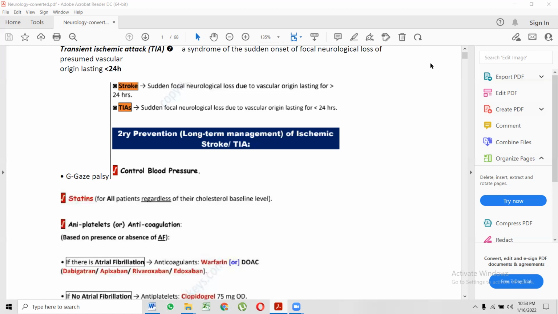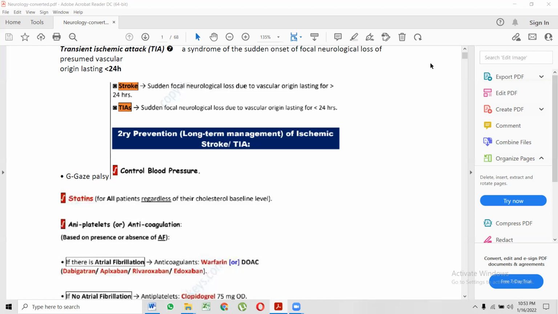So if in the MCQs both of them are given in the options, then you will select direct-acting oral anticoagulants. Direct-acting oral anticoagulants are contraindicated in pregnancy and in renal failure. So except in these two conditions, in all other conditions, direct-acting oral anticoagulants are preferred.